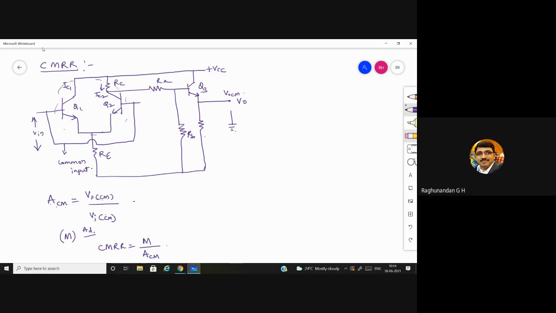Now CMRR in terms of decibels, we have written it as 20 log 10 of M by ACM, in decibels. So this is the CMRR expressed in decibels. This common mode signal, or the noise which we are obtaining because of the addition of common mode signals at the input side, can be compensated by adding negative feedback.